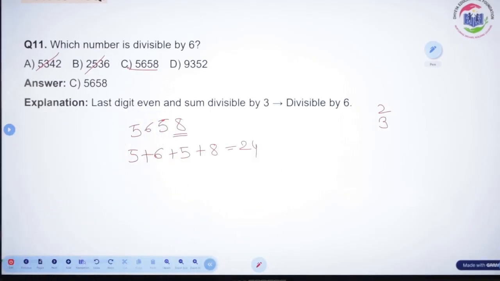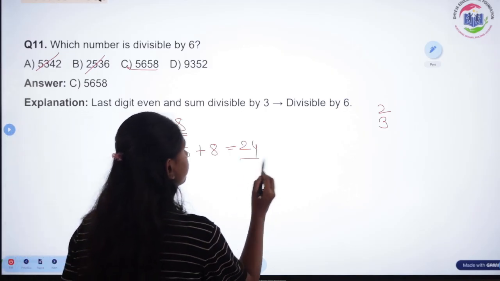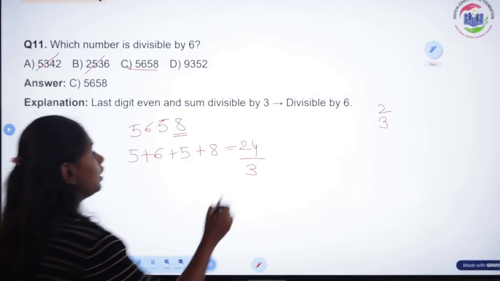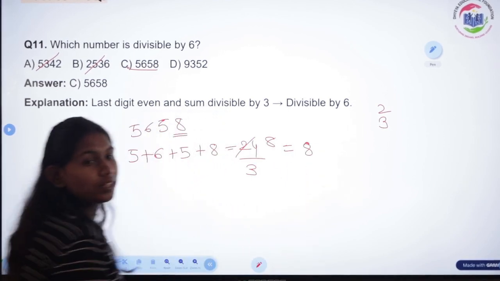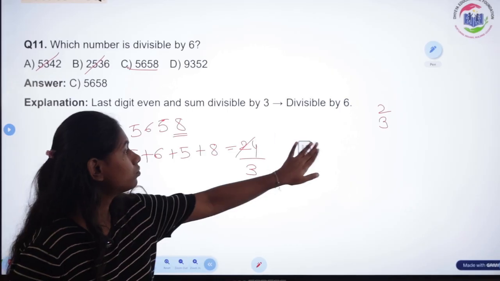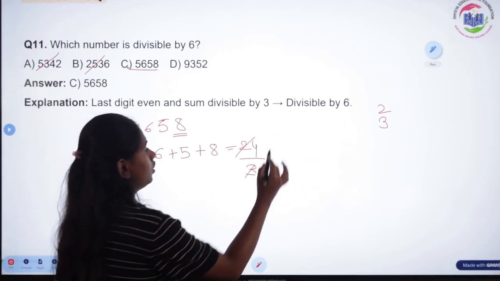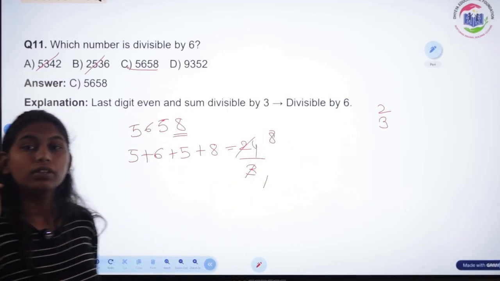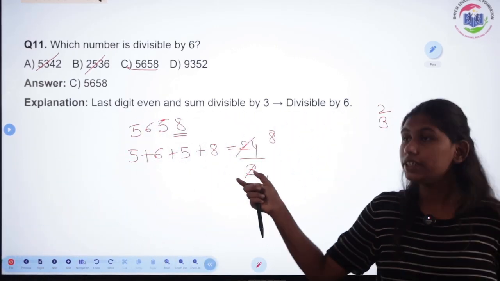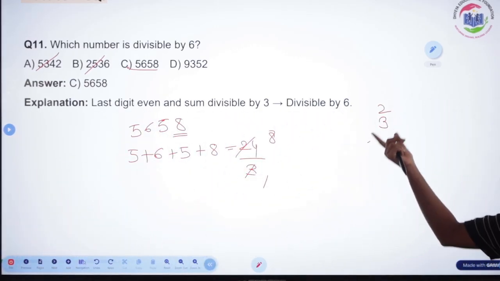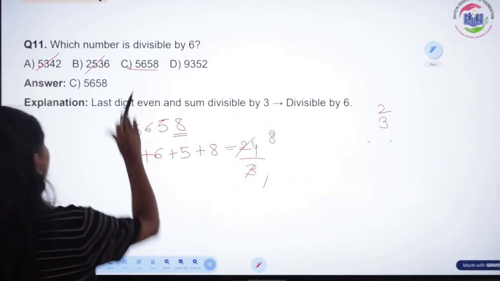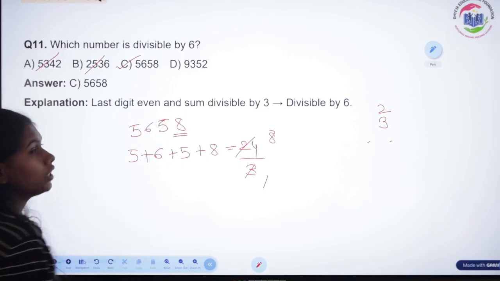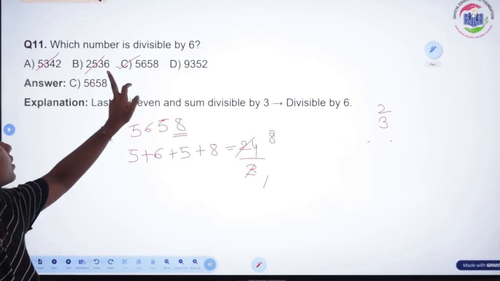Now you have to check whether 24 is divisible by 3 or not. 3 eights are 24. So the condition is satisfied. It is divisible by 3 and also by 2. So which is the correct option here? It will be option number C, that is 5, 6, 5, 8.